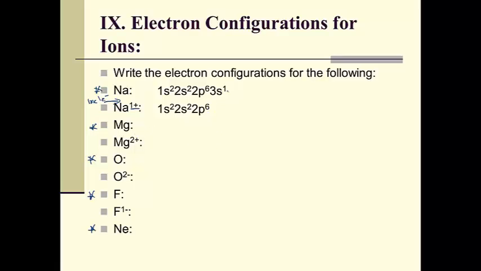Magnesium should have been easy. You just had one more than sodium, so it should have been 3s2. Mg2+ means you now have to lose, again, since it's a positive ion, 2 electrons.